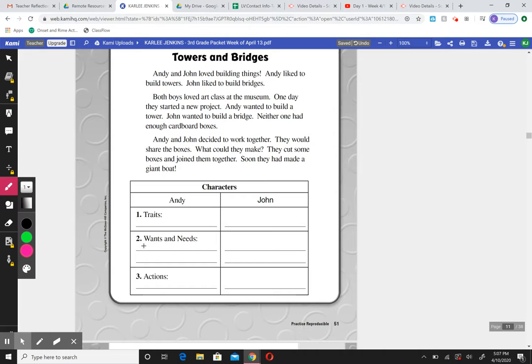Wants and needs. Maybe he wants a new bicycle, or he wants a bag of chips, or he needs a new pair of shoes. Same thing with John. And then actions, things that they do in the story. Maybe Andy jumps and he plays jump rope. So that's an action. So maybe John is playing handball. These are not happening, but that would be an example of an action.